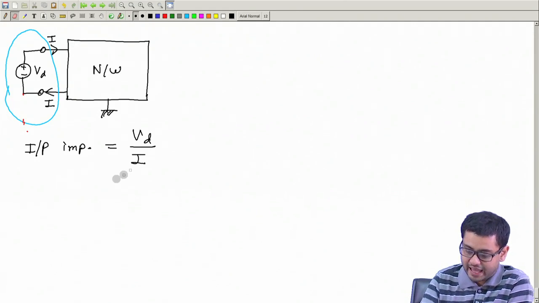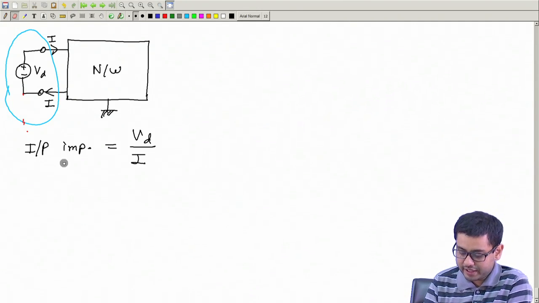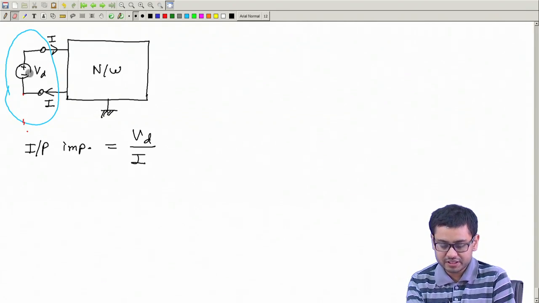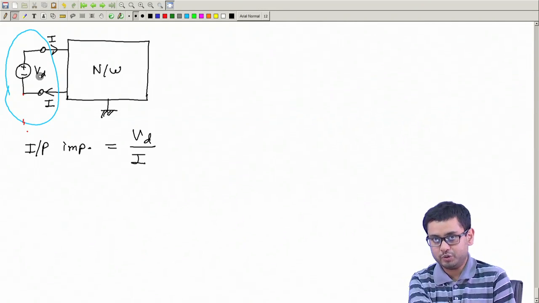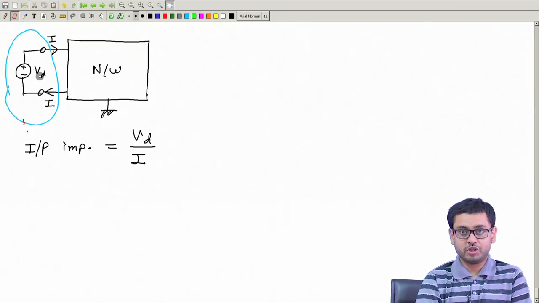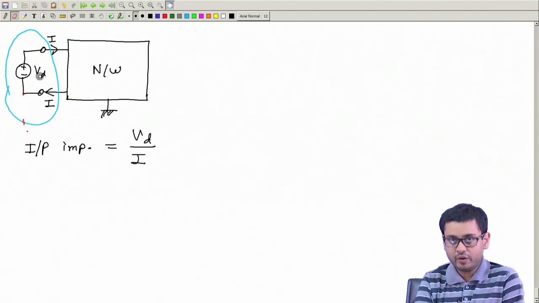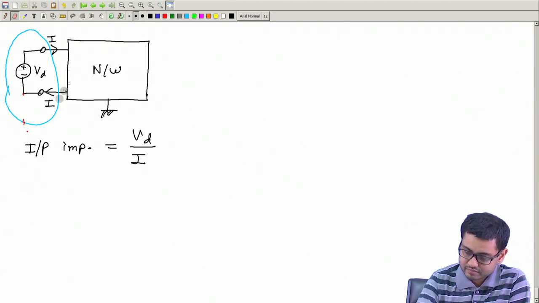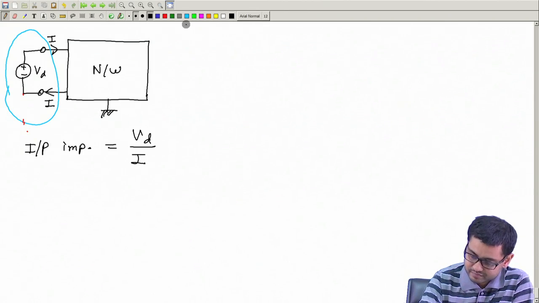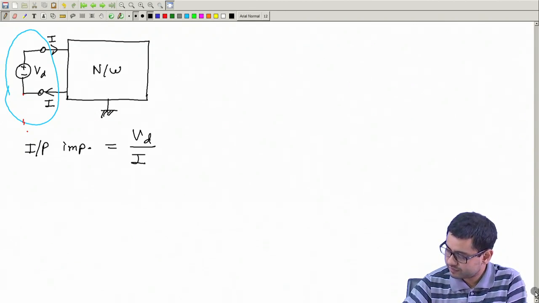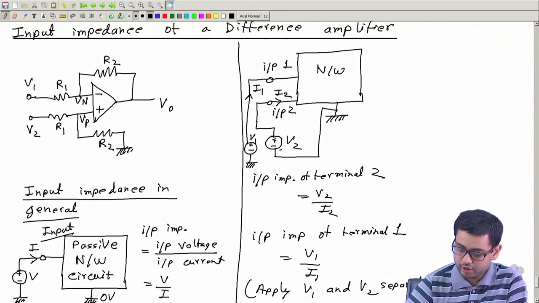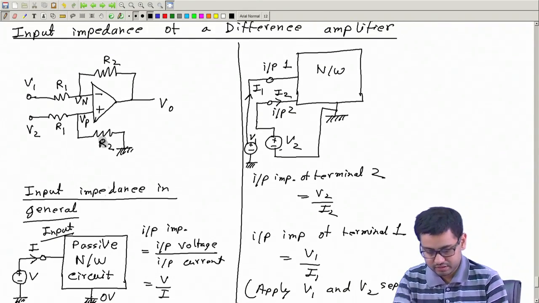So this is another way of defining input impedance for a circuit where you have two terminals and you can give a differential input. This is what input impedance is in general. Now let us come to the difference amplifier, which is here.